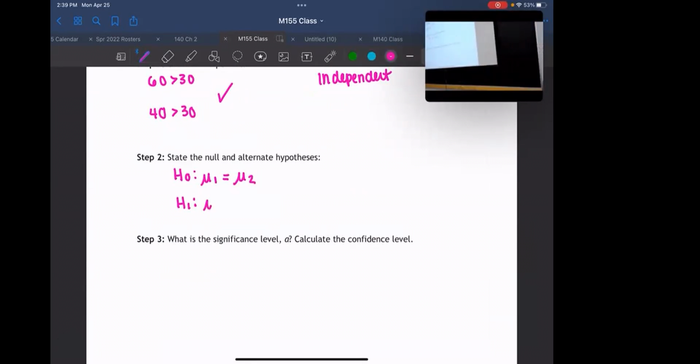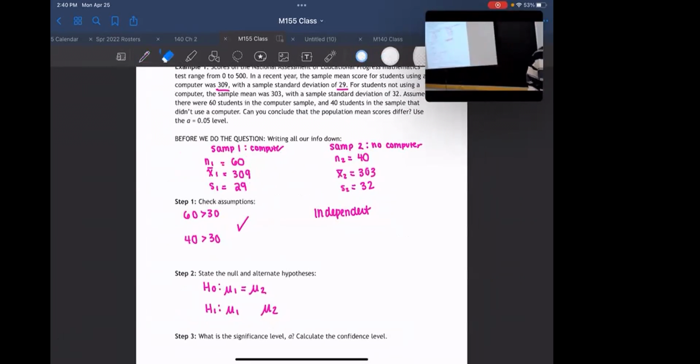H1 is always going to have mu1 and mu2. Here's where things get a little bit weird. This one's not as interesting because we don't have a less than or greater than in the question. But we're going to look back and see, sample 1 is computer, so mu1 is the mean of the computers. Sample 2, no computer, so mu2 is the mean of the no computers. I wish I could explain this a little better right now because I kind of gave a bad example, but let's talk about that later.